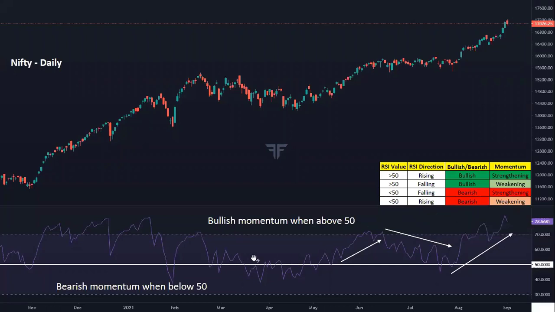So just by looking at the RSI and comparing it with the price, you get a clue of whether the momentum is bullish or bearish, and whether the prevailing momentum is strengthening or weakening. So that is the foremost basic objective of using the RSI indicator. Number one, to find the trend, and number two, to find the momentum of the trend.